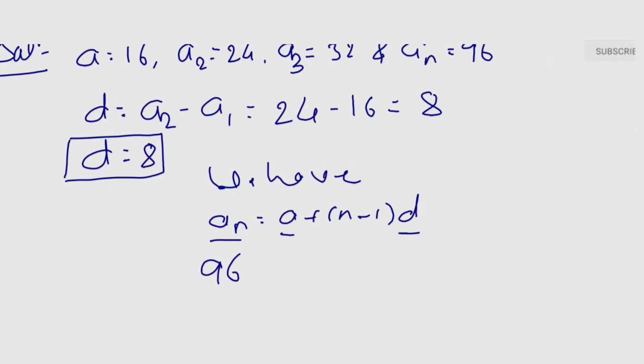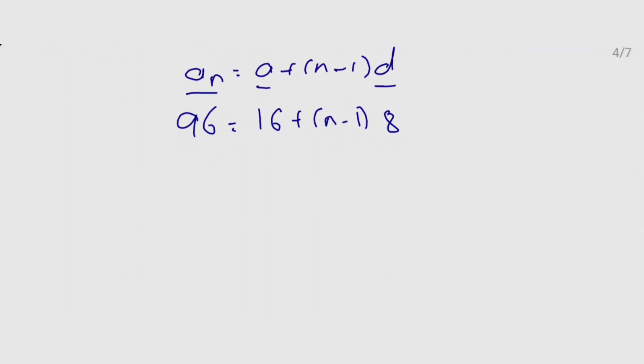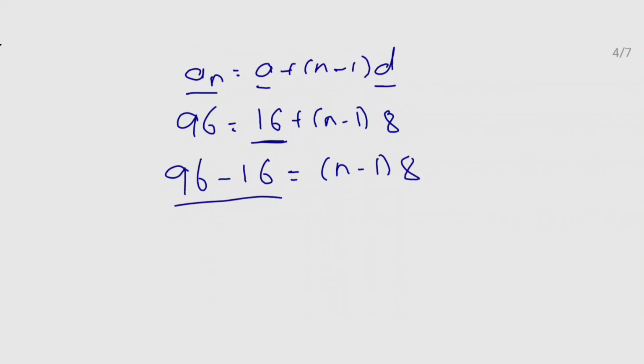An equals 96, a, the first term, is 16, and n we want to find out, the number of terms. So n we don't know, keep as it is, n minus 1 into d. So d is 8. And now here, 96 minus 16, this 16 comes to the LHS side, it becomes a minus, and this is equal to n minus 1 into 8. So here 96 minus 16 is 80, and this is equal to n minus 1 into 8.